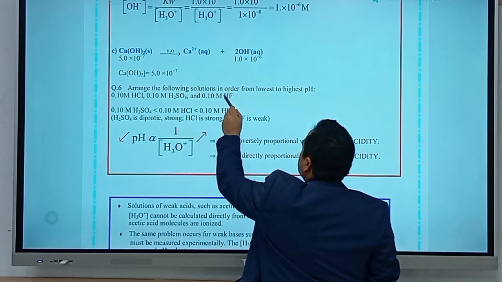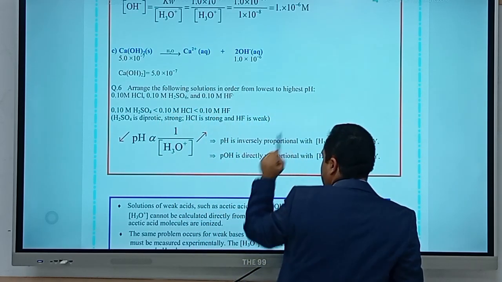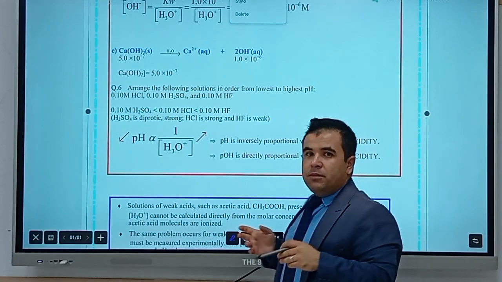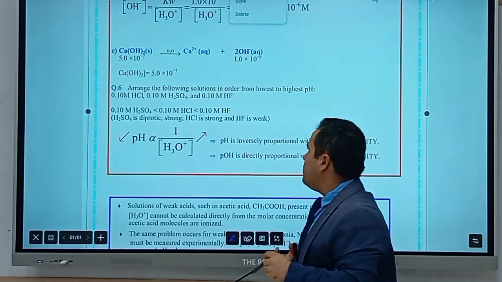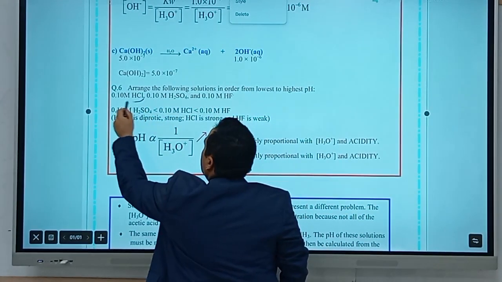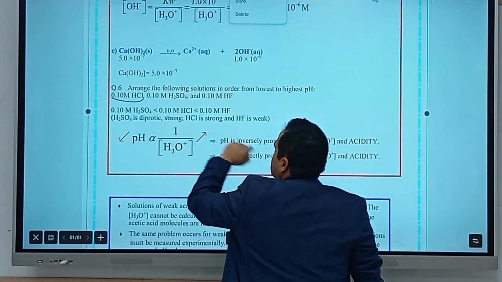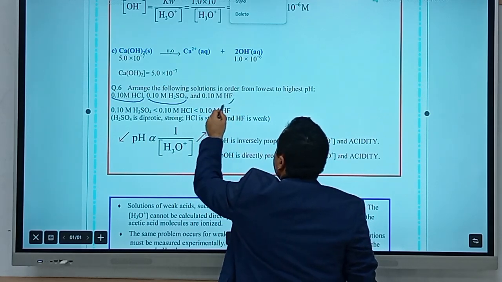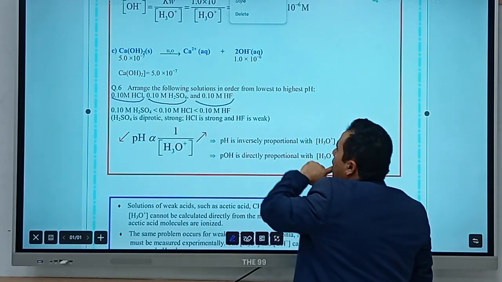Another question, guys, question 5 in the section review. Arrange the following solutions in order from lowest to highest pH. Lowest to highest pH means the smallest to the highest. 0.010 molarity of HCl, and then 0.10 molarity of H2SO4, and then 0.10 molarity of HF.